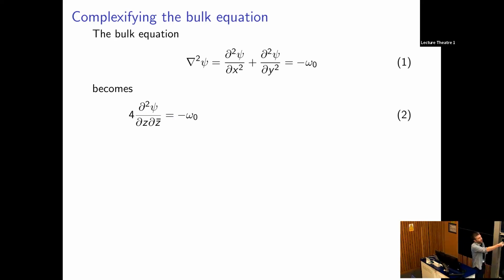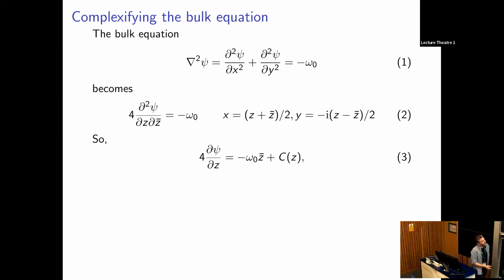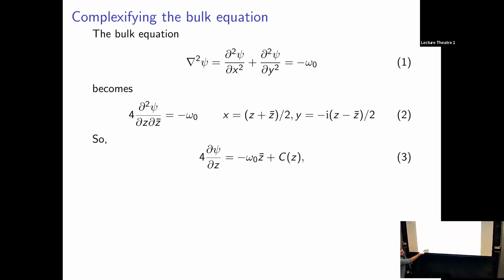So these are complex variables. We get this 4 because of these transformation rules. We get this division by 2 there. And we can integrate this. We can integrate this once with respect to z bar to get, well, that's a constant, so omega 0 z bar plus an arbitrary function of z, which is c there.